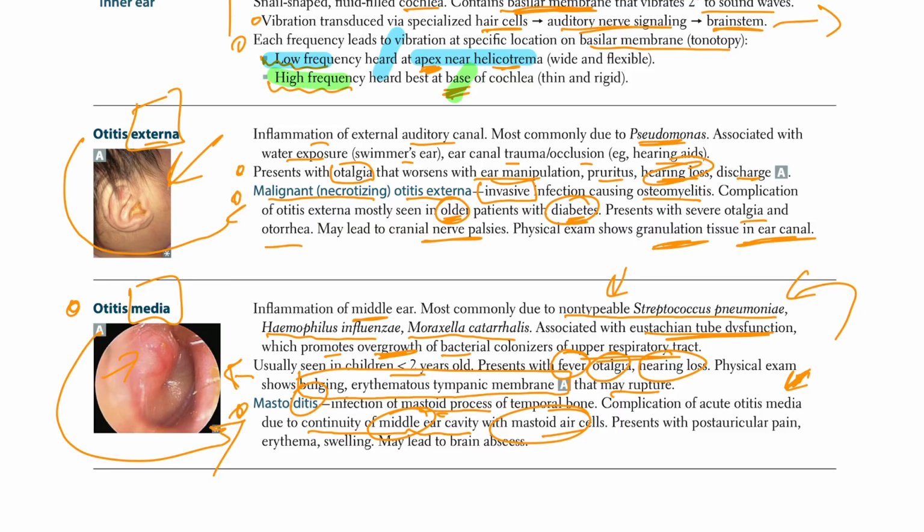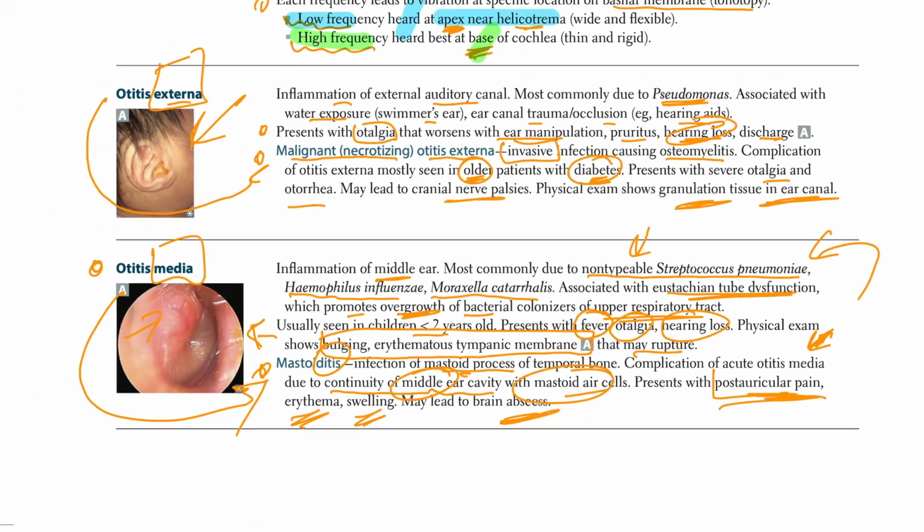Simple. It's going to present with post-auricular pain, high yield. So post-auricular pain is there. Erythema, swelling is there. May lead to brain abscess, high yield. Okay, let's just review this page and move on to the next page.